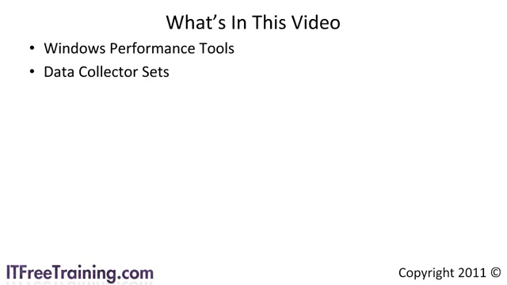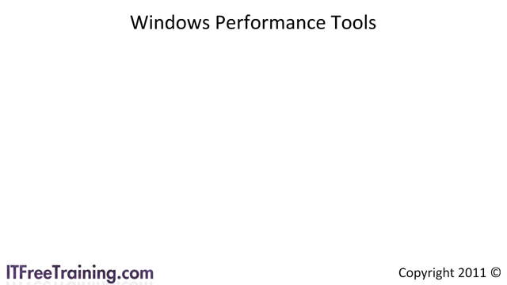Lastly, I will look at the Reliability Monitor. The Reliability Monitor tracks how stable your system has been. This is a great tool for seeing how often a system has crashed and what software was installed when the system started crashing. With Windows, there are a number of troubleshooting and performance tools.